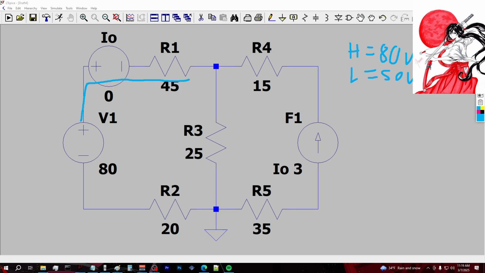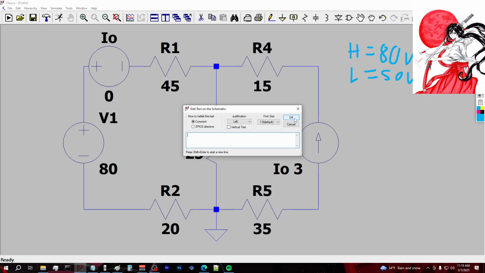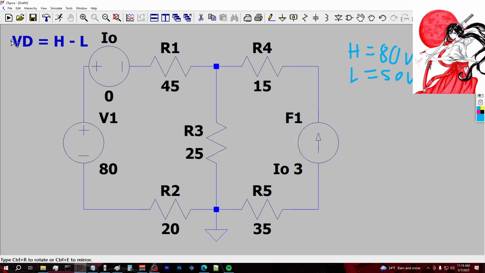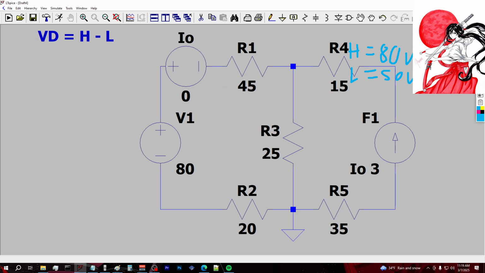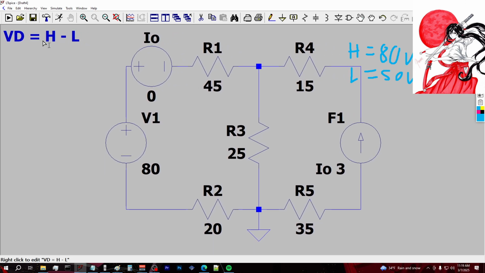Now, let's say we traveled from 50 volts to 80 volts. 50 volts is still the low potential here, and 80 volts is still the high potential here, so the same rules apply. The reason we know this is because of our equation: voltage difference equals high potential minus low potential. It doesn't matter if you're using conventional current or electron flow. This equation will always stay the same: high potential minus low potential, right?